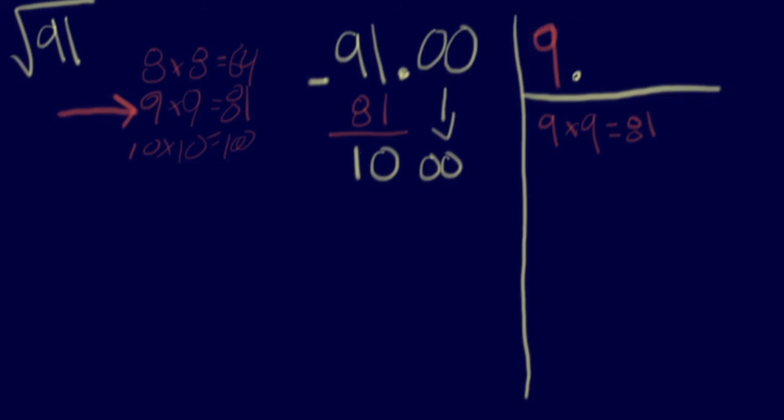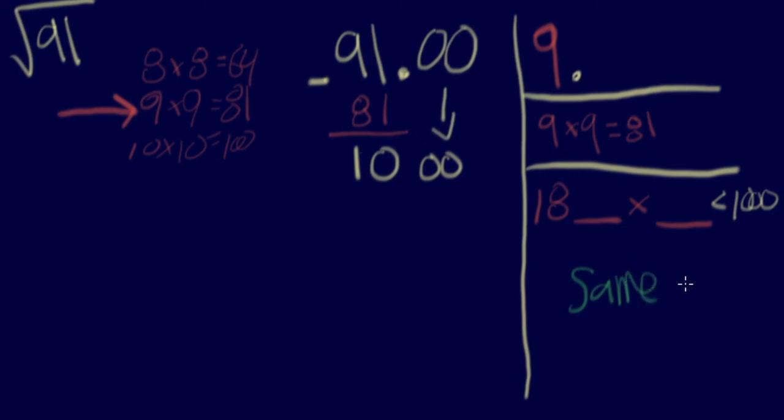Well, here we go. I'm going to do another line, and I'm going to put that 18. But I'm going to put blank times blank, and that has to be less than 1,000. So that's what the 1,000 is going to play in. The blanks have to be the same digit, there and there. So 180-something times something is less than 1,000. That's what you need to be trying to figure out.